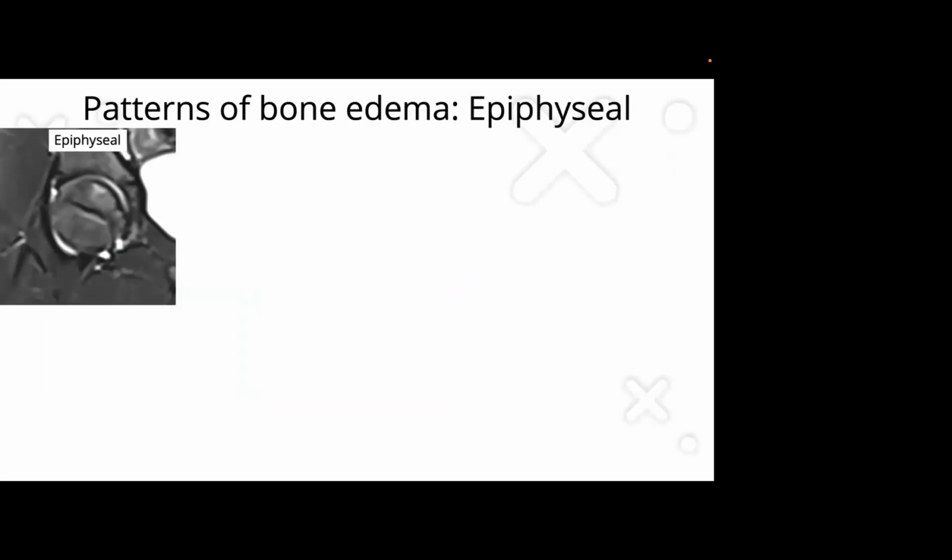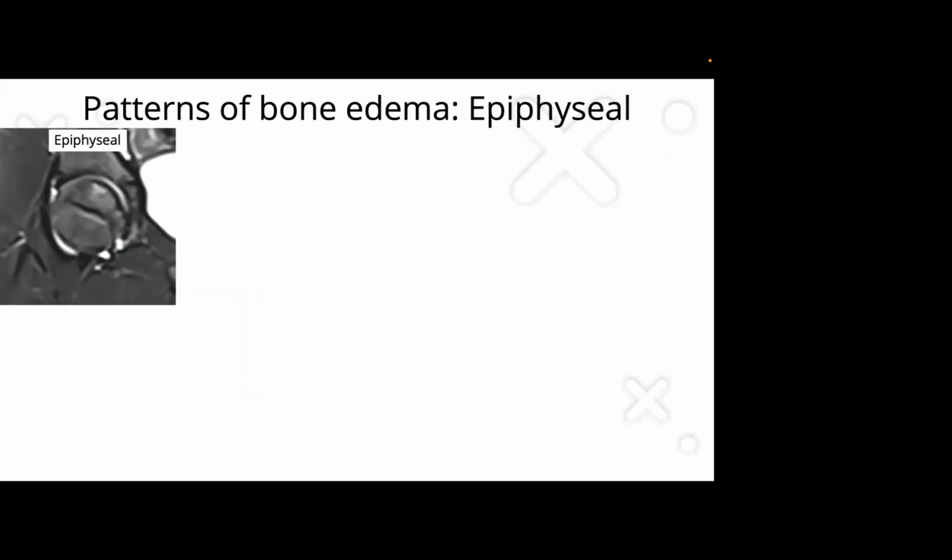So one of the things that we start out with when we look at bone marrow edema is to try and identify where the bone marrow edema emanates from or where it starts from. And the first thing we'll talk about is epiphyseal bone marrow edema. So for example, here you have a young patient who has epiphyseal bone marrow edema at the superior aspect of the humeral head. And this is pretty classic for somebody you would see with potentially idiopathic chondrolysis.